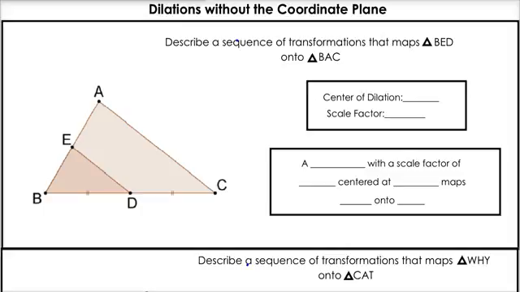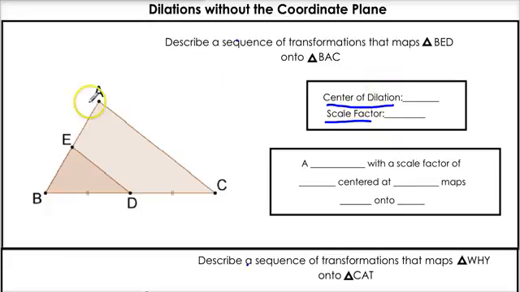All right, so for our second part of this lesson, we're going to be doing dilations without the coordinate plane. And it's the same exact thing. The first thing you do is you find the center of dilation, you find the scale factor, and you throw it into your sentence. All right, so we're going to describe a sequence of transformations that maps triangle BED onto triangle BAC. So the first thing we're going to do is find the center of dilation.